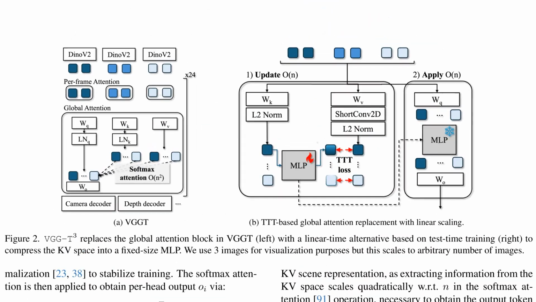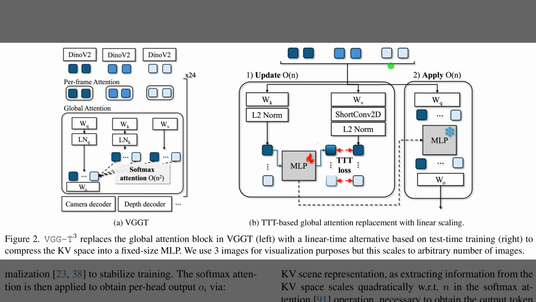Well, Figure 2 breaks down the architectural shift that enables this linear scaling. On the left, Panel A shows the original VGG-T baseline, which relies on global softmax attention, where every token attends to every other token, creating a quadratic bottleneck. Panel B presents the solution, a test-time training layer that replaces this heavy block. Instead of a massive matrix, the model updates a small internal MLP, marked by the fire icon, to compress the scene's geometry into its weights. The apply stage then uses this frozen MLP to process queries linearly, efficiently bypassing the memory limits of the baseline.